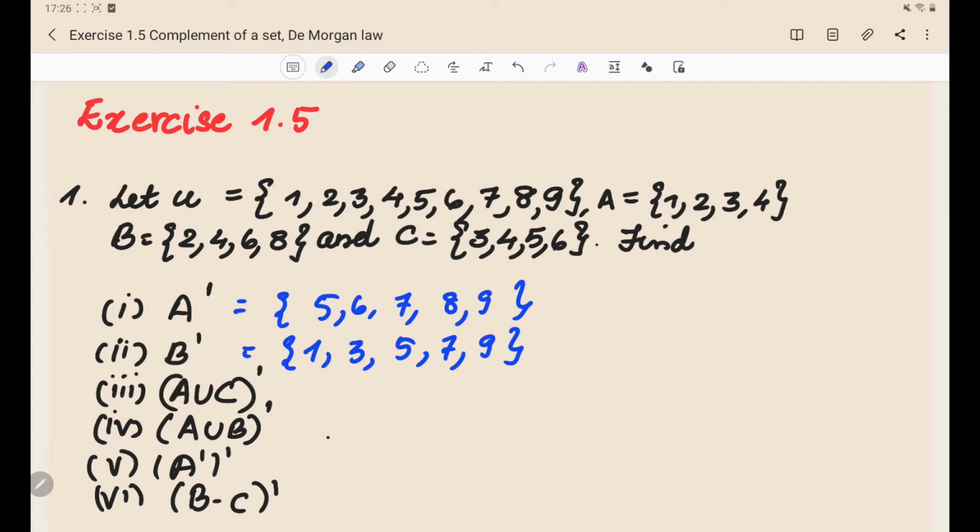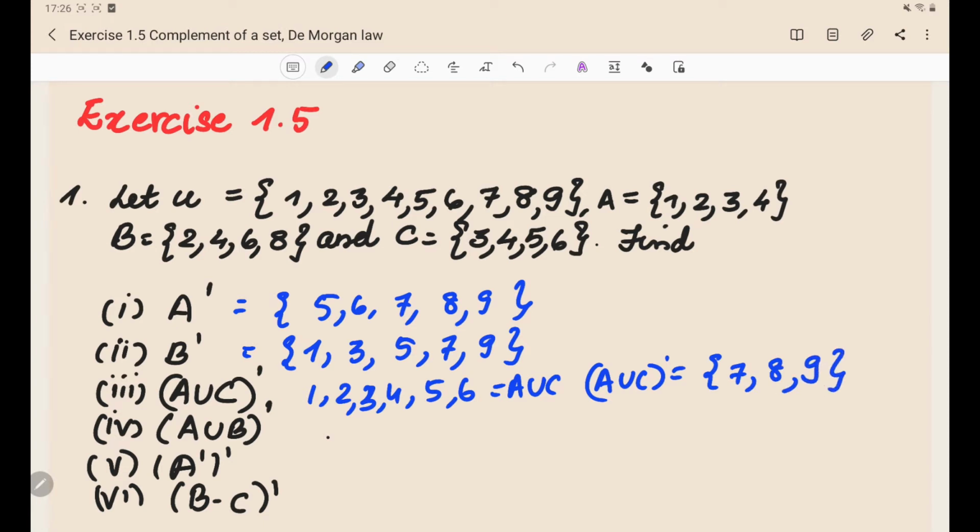It's getting interesting, right? First you have to find A union C and then take the complement. What is A union C? 1, 2, 3, 4, 3, 4, 5, 6. So 1, 2, 3, 4, 5, 6 is A union C. Now you have to find the complement of A union C. The rest of the elements are 7, 8 and 9.